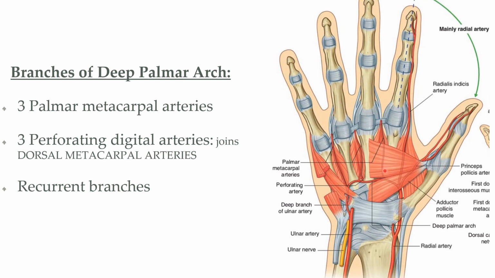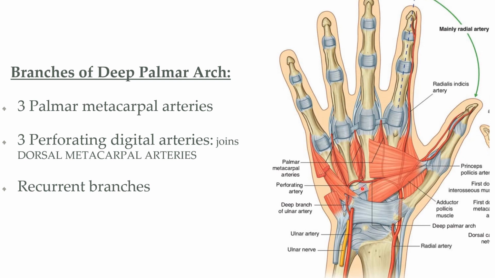This is the first palmar metacarpal artery, the second palmar metacarpal artery, and the third palmar metacarpal artery. These metacarpal arteries are responsible for providing arterial blood supply to the metacarpals. After supplying the metacarpals, these palmar metacarpal arteries terminate by uniting with the common palmar digital arteries of the superficial palmar arch.